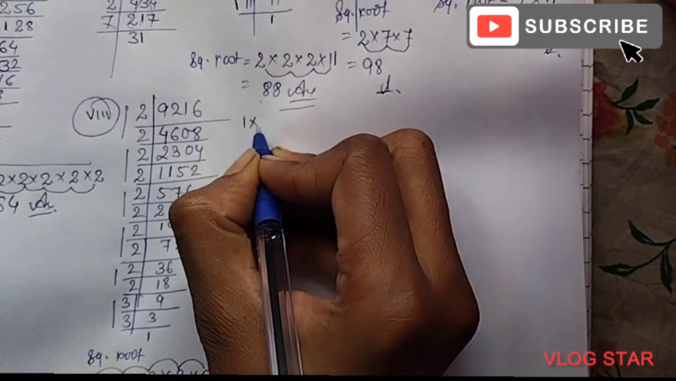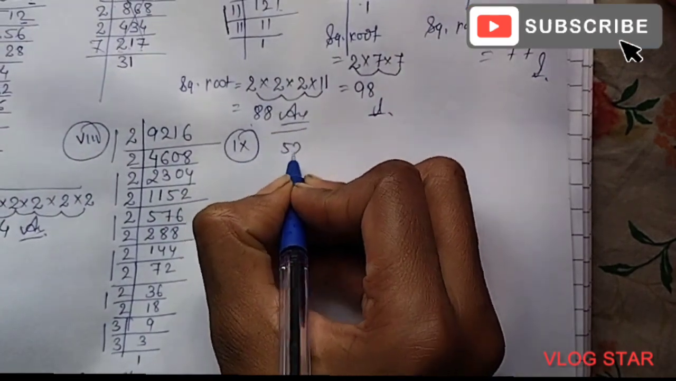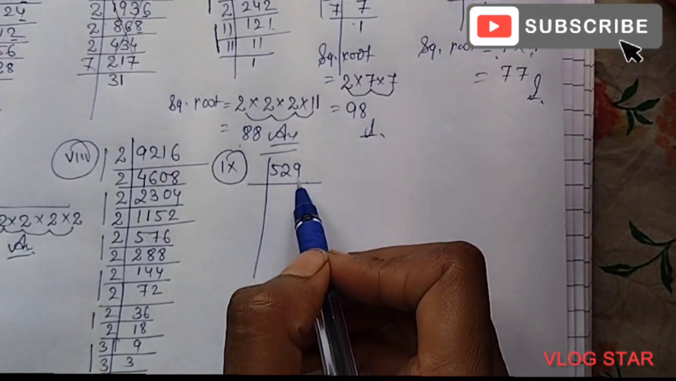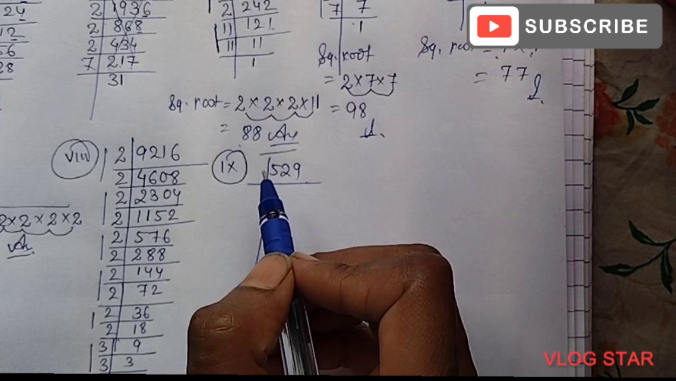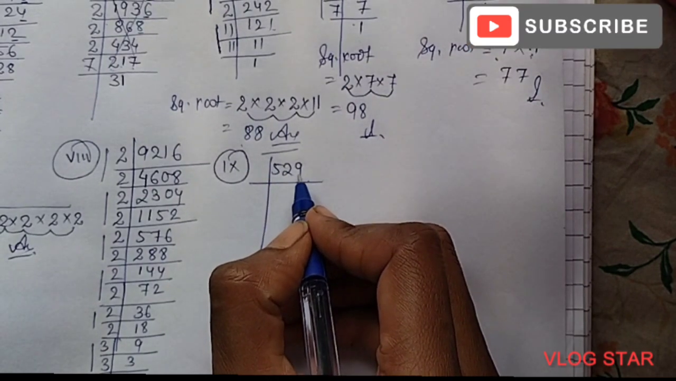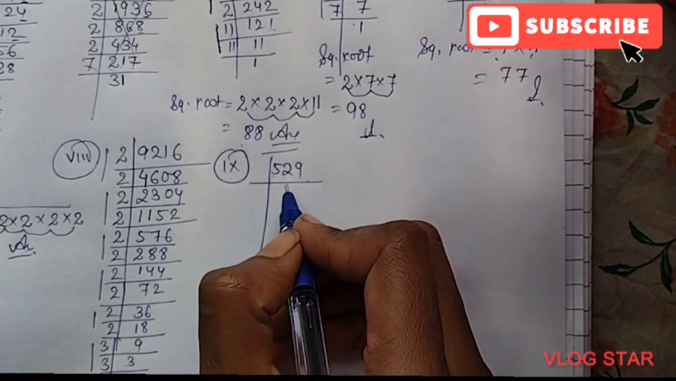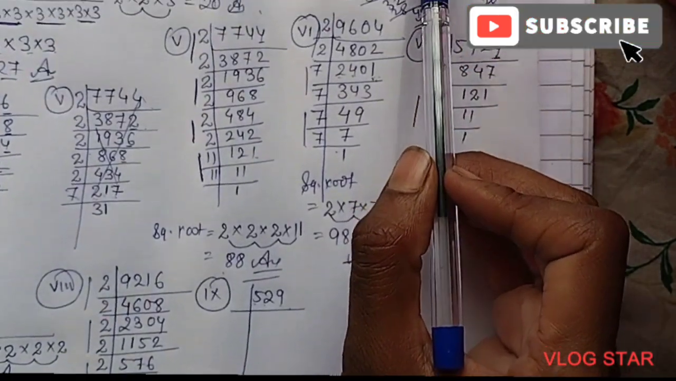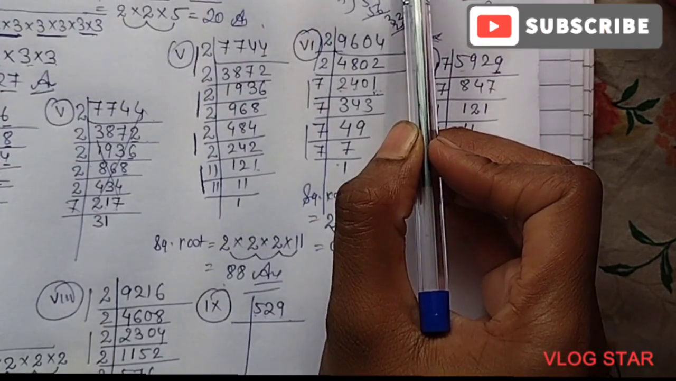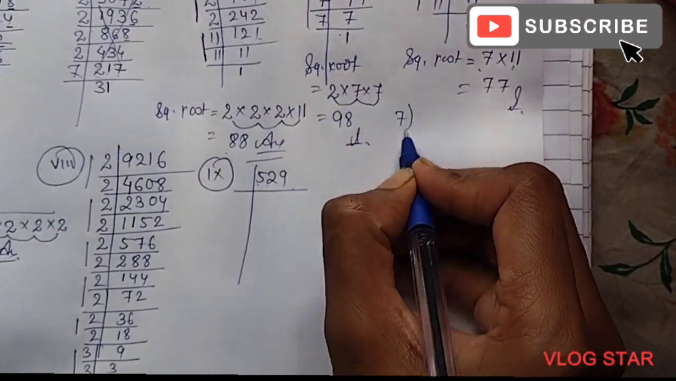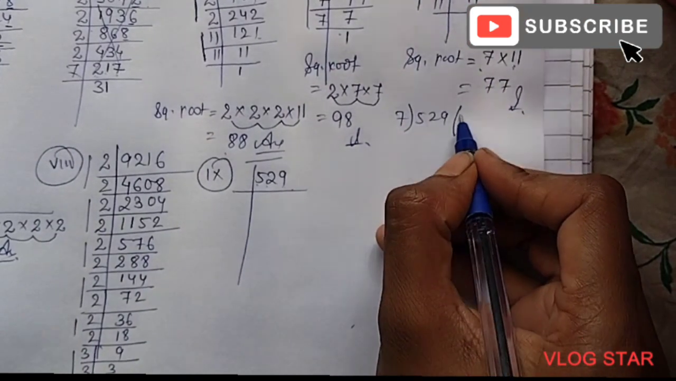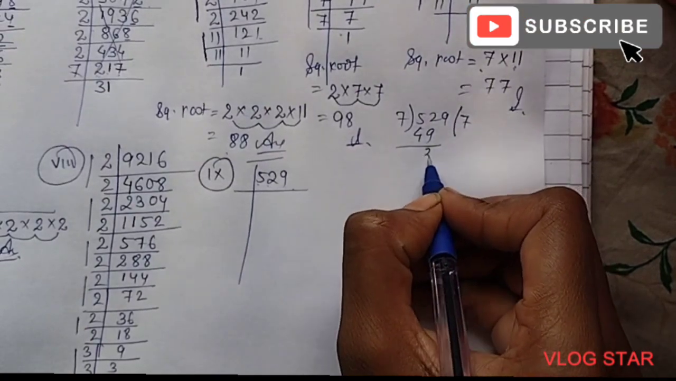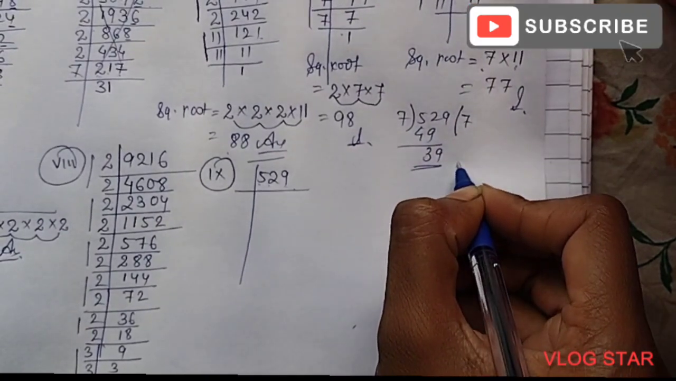Next we will do the same with question number 9, and we have 529. So here you can see this number is not divisible by 2 because it is not ending with 0, 2, 4, 6, 8. The sum of the digits is 9, 11, 16. So 16 is not divisible by 3. Next we will see if this number is divisible by 7 or not. So 7, write 7 5 29, 49, 39. So this number is also not divisible by 7.